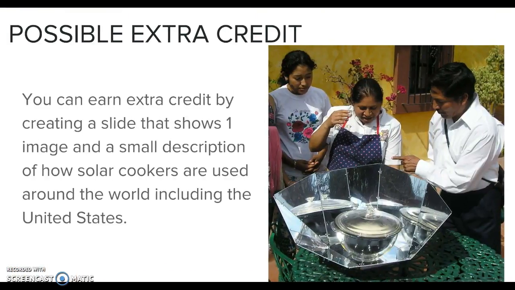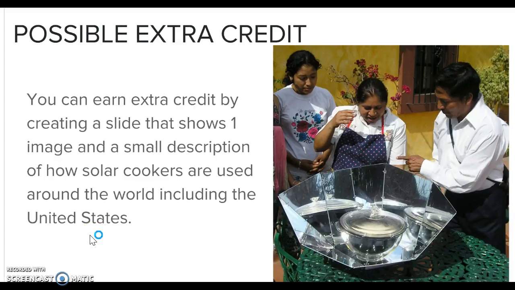So, possible extra credit. You can earn extra credit by creating a slide that shows one image and a small description of how solar cookers are used around the world, including in the United States. So it can be anywhere, like this, for example, is in Nicaragua. You can include somewhere in the Navajo Nation where Native Americans use solar cookers, or you can include other places in the world. All you have to do is Google it. And this is extra credit.